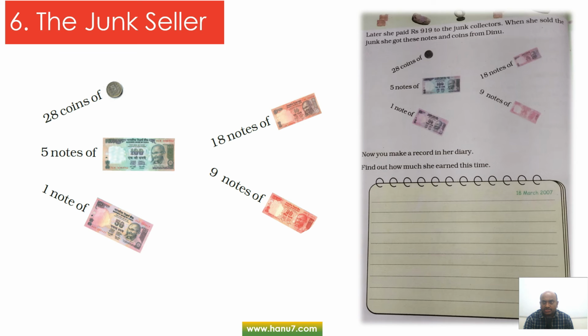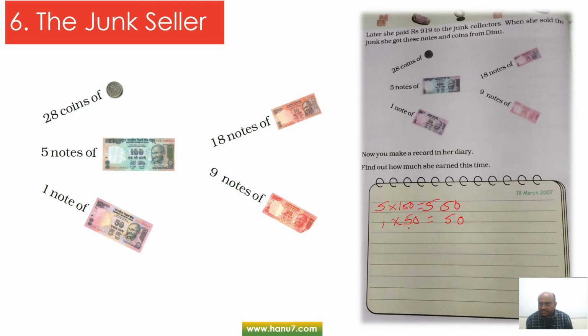When she sold the junk, she got these notes. How many such notes is she having? She is having 5 into 100, so 500 rupees. 100 rupee notes are how many? 5 into 100 is equal to 500. And then there is one note of 50. 1 into 50, so let us do 50.